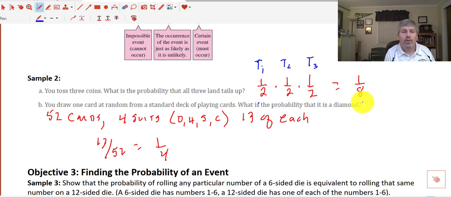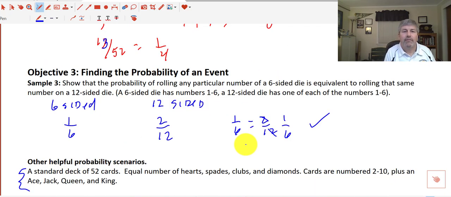In our second sample, we're asked to draw 1 card at random from a standard deck of playing cards. So our standard deck of playing cards has 52 cards. There are 4 suits: diamonds, hearts, spades, and clubs. So 13 of each of those. What is the probability that that 1 card that we draw is a diamond? There are 13 diamonds out of a total of 52. So 1 out of 4. That doesn't really look like a 3, but it is.